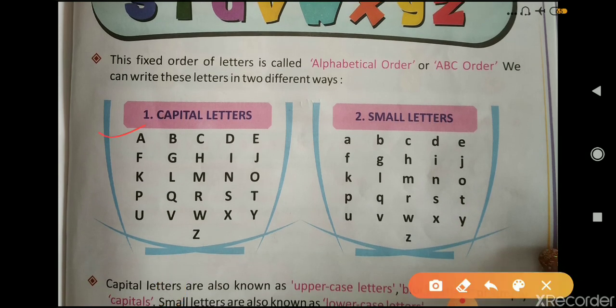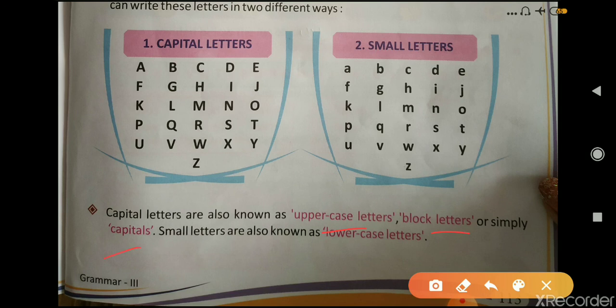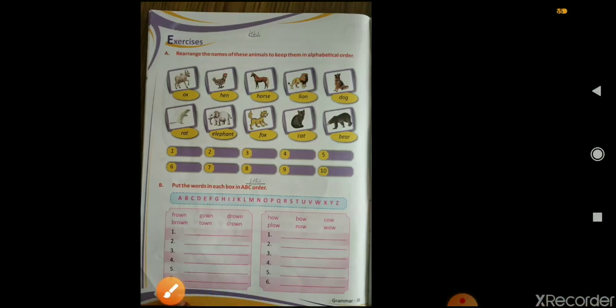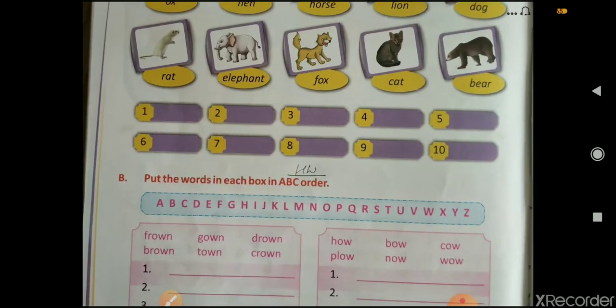The first one is capital letters, and the other is small letters. Capital letters are also known as uppercase letters, block letters, or simply capitals. And small letters are known as lowercase letters. Now, the exercises of this lesson.